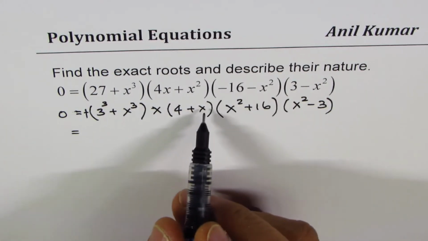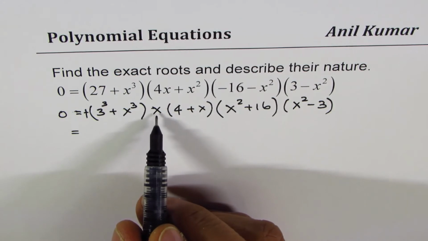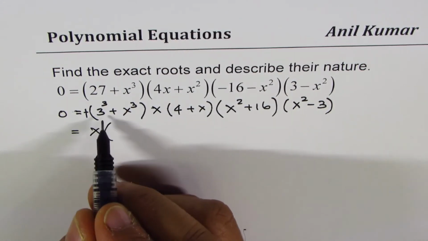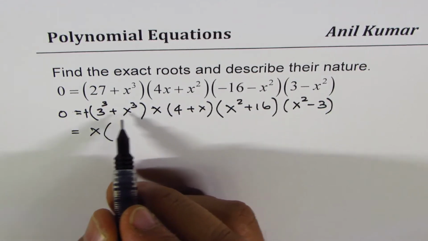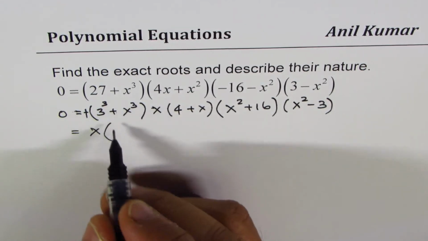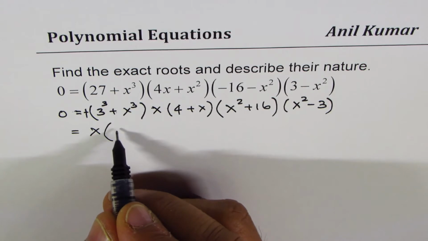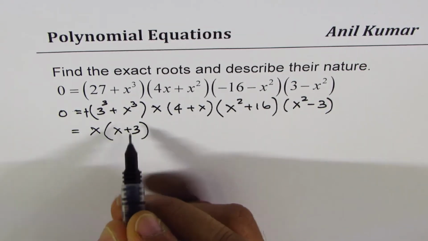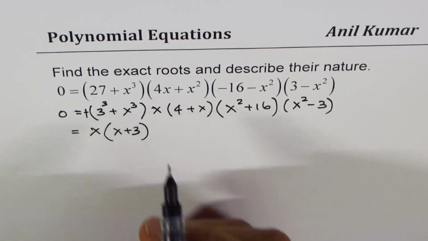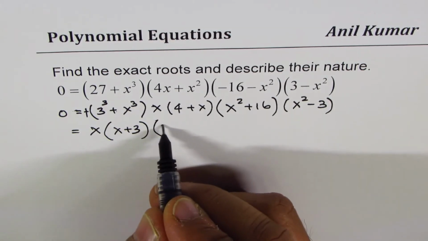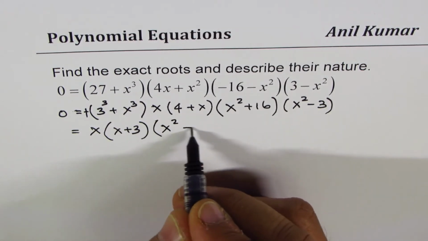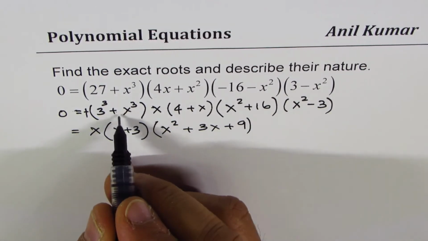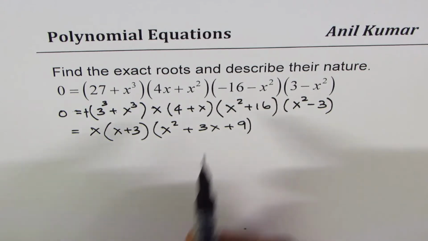So what we get here is something like this. Let's write down the term x first. So I'm taking this term first. Now this is a sum of cubes, right? a cube plus b cube. So I could write this as x plus 3, since it is x cube plus 3 cube, okay? And then we have x squared minus 3x plus 9. So we have factored this one. We have already taken care of x.